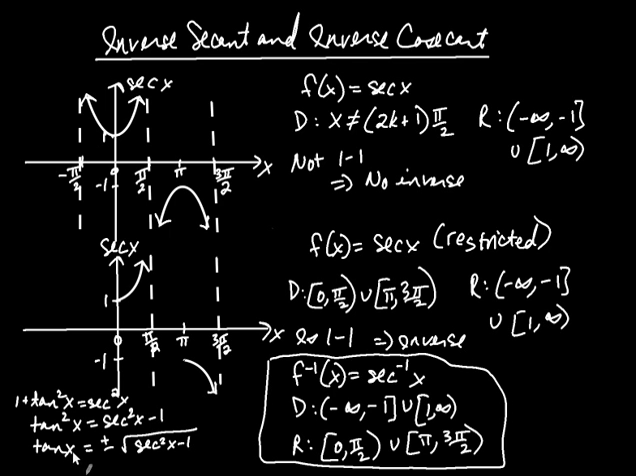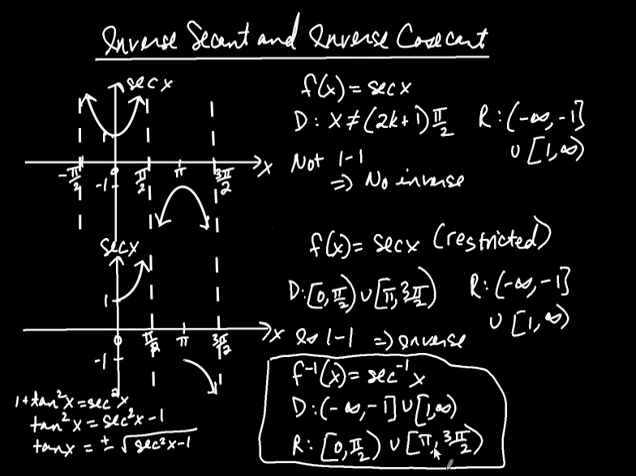Now the question is, where is tangent positive? And of course, tangent's positive in the first and the third quadrants. And so with the correct restriction on secant, or I should say inverse secant, you can get tangent to be positive. And that's why I chose the range of inverse secant to be the first quadrant and the third quadrant.